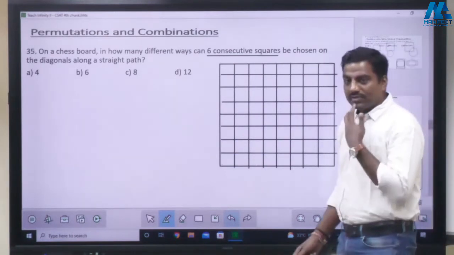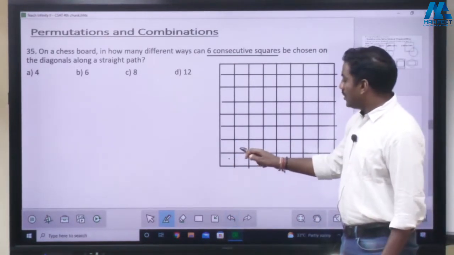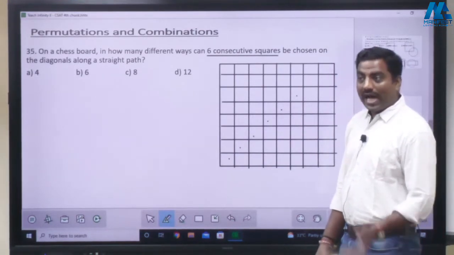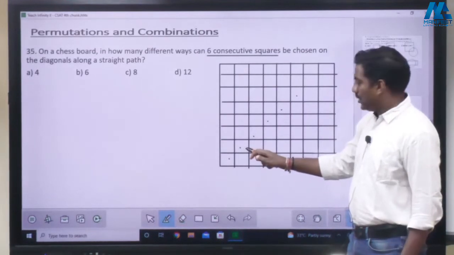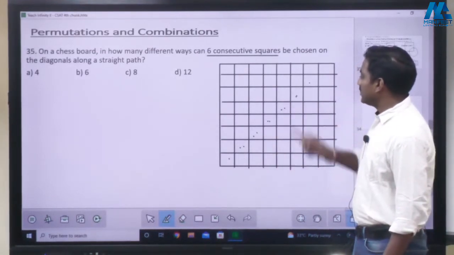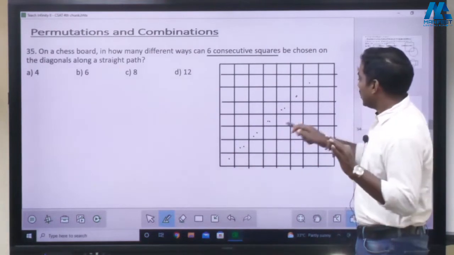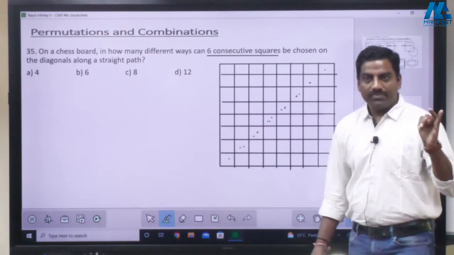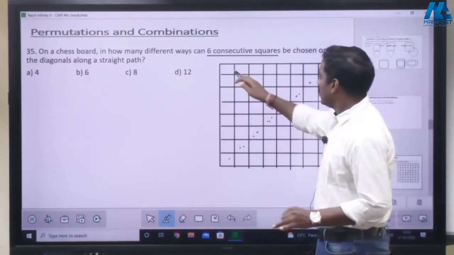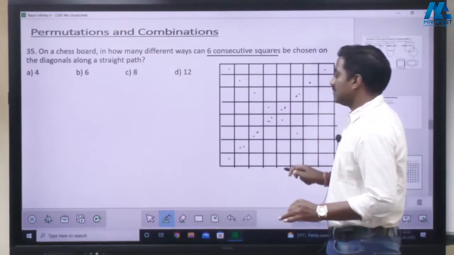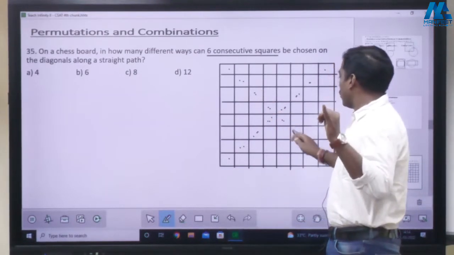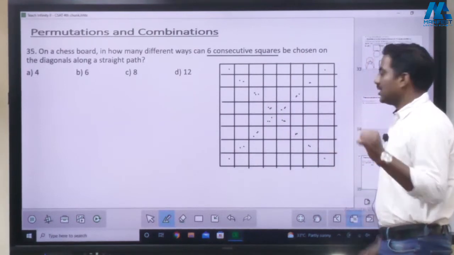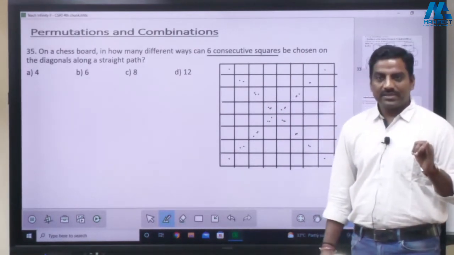Okay, I'll take six consecutive squares starting from here. 1, 2, 3, 4, 5, 6. This is one way. Other six consecutive. Start from here. 1, 2, 3, 4, 5, 6. That is 2. Then 1, 2, 3, 4, 5, 6. How many? 3. Come in this manner also. 1, 2, 3, 4, 5, 6. Then 1, 2, 3, 4, 5, 6. How many totally? 6. Yeah.